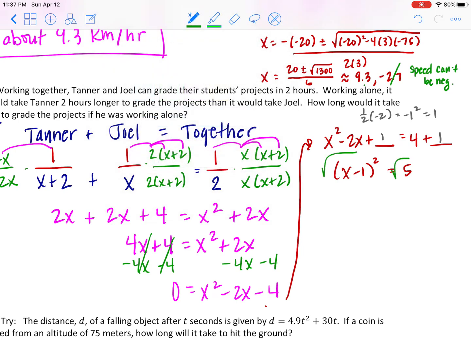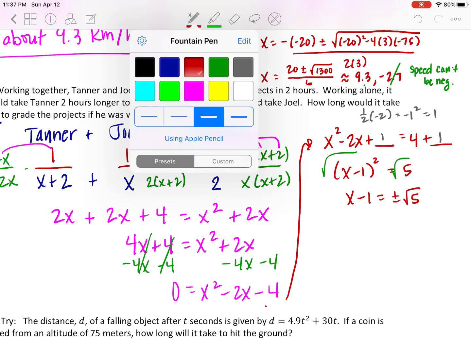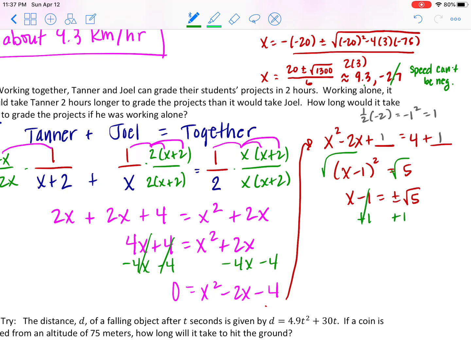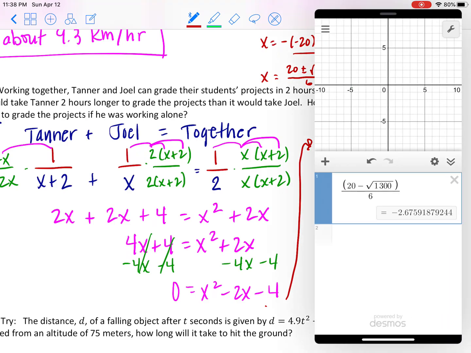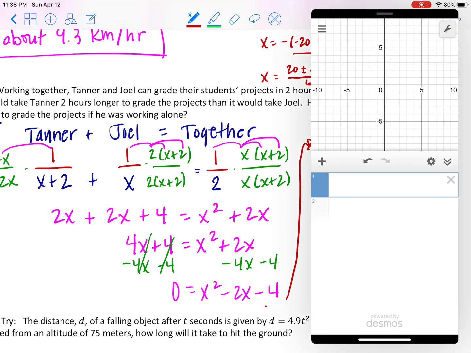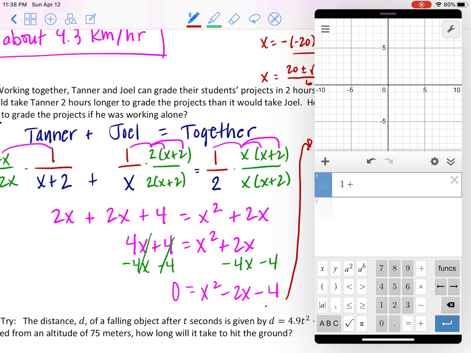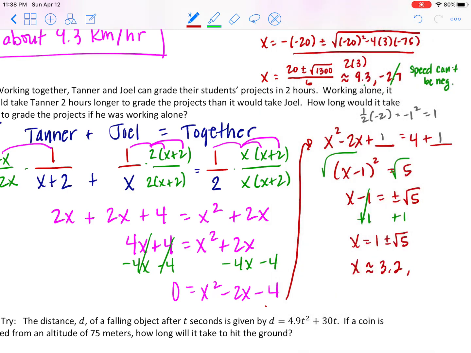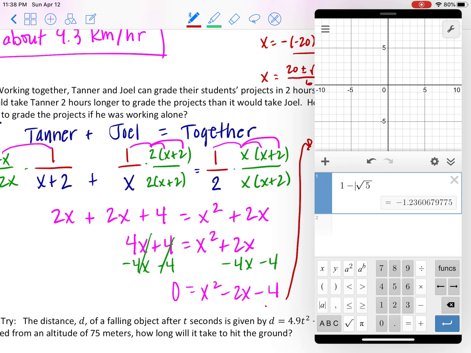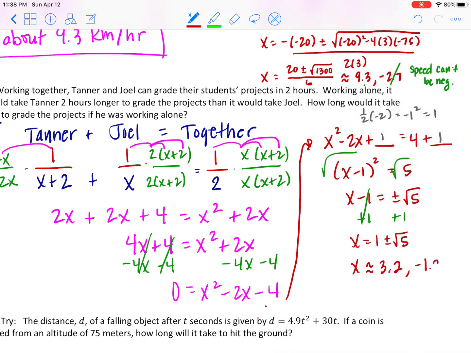Now I can square root both sides. So I have x minus 1 equal to a plus or minus radical 5. And then I'm going to add that 1 over. Not like terms there, so we're going to have a 1 and a plus or minus a radical 5. Now, without context, I'd say let's leave it there, but since we're looking for a time for Joel and Tanner working on projects here, let's put this into the calculator. If we have 1 plus a radical 5, that is about 3.2. So 3.2, and then if I change that to a minus, negative 1.23.